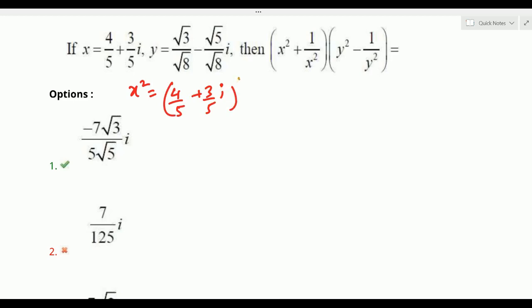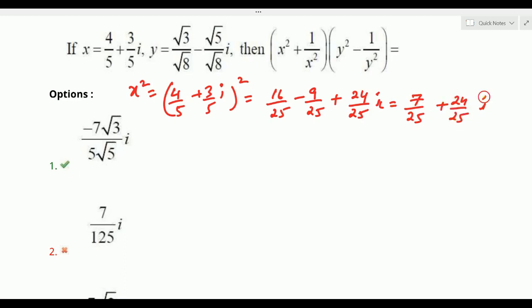డైరెక్ట్ గా x square ముందు కలెక్ట్ చేసుకుంటాను. a square అంటే 16 by 25 plus b square అంటే i square -1 కాబట్టి -9 by 25 plus 2ab, 2 into 4 is 8, 8 into 3 is 24 by 25 i. ఇది ఇంకా simplification చేస్తే 16 minus 9, 7 by 25 plus 24 by 25 i. Okay, now 1 by x square.